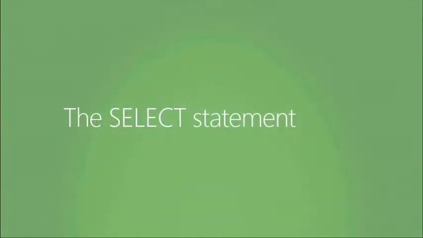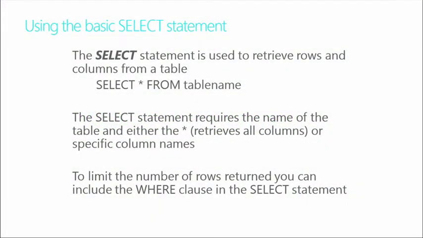So, the select statement. It's used to retrieve rows and columns from a table. I showed you the most basic select statement there is: select asterisk, which means all columns, from whatever table name. That's as easy as it gets. With that said, though, you may not want all columns. You may want specific columns.